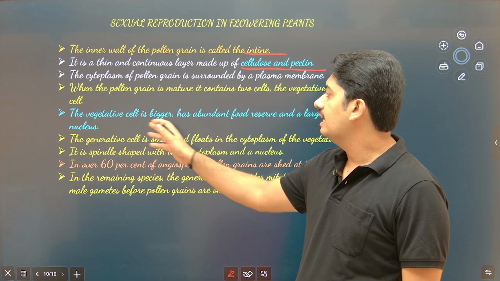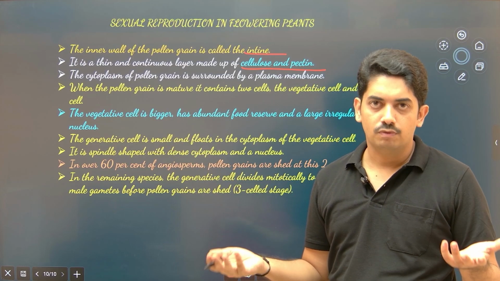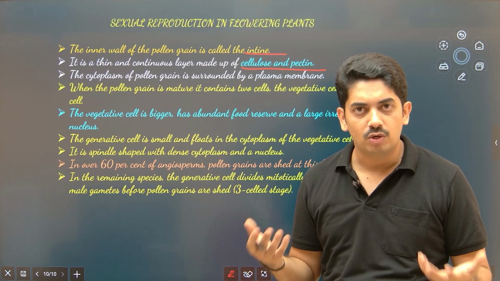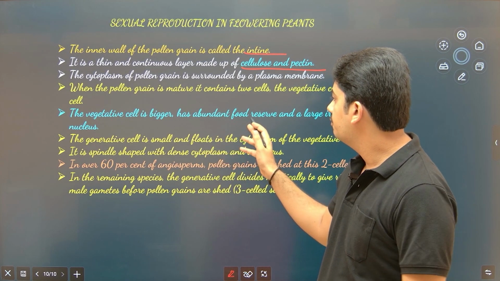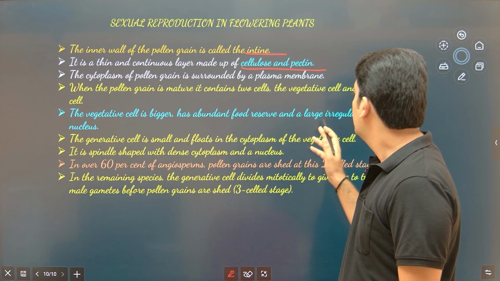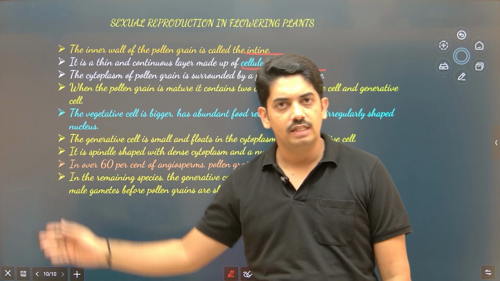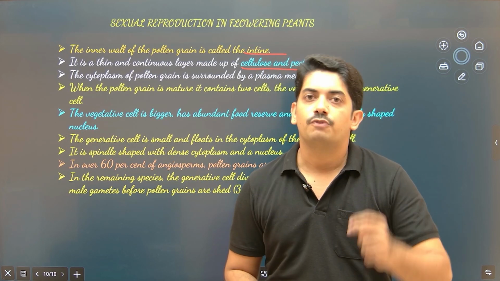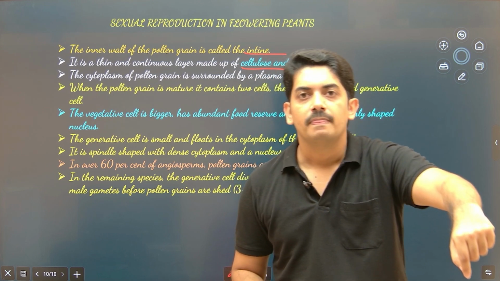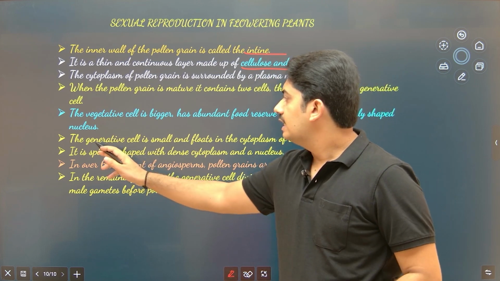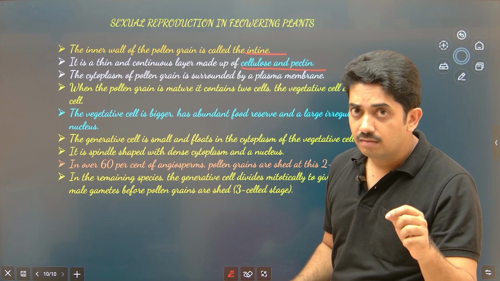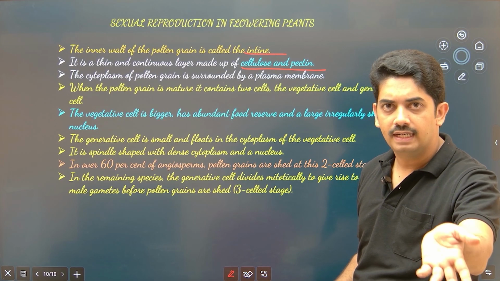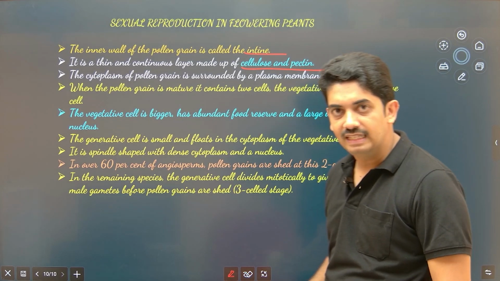See, the vegetative cell is bigger. Why? Because it has to form a pollen tube. To form a pollen tube, it requires a large amount of cytoplasm. So it has abundant food reserve, and a large irregularly shaped nucleus is present. Actually, it helps in guiding the pollen tube from the stigmatic surface to the egg. Till the micropylar region it will guide, and later they are accepted by the filiform apparatus, that we will study in pollen-pistil interaction.